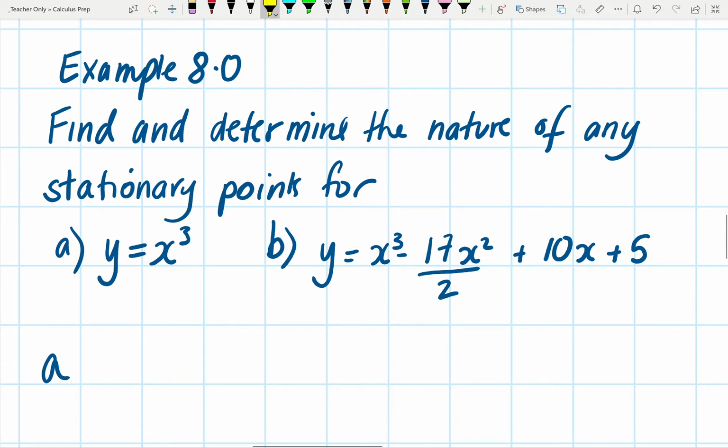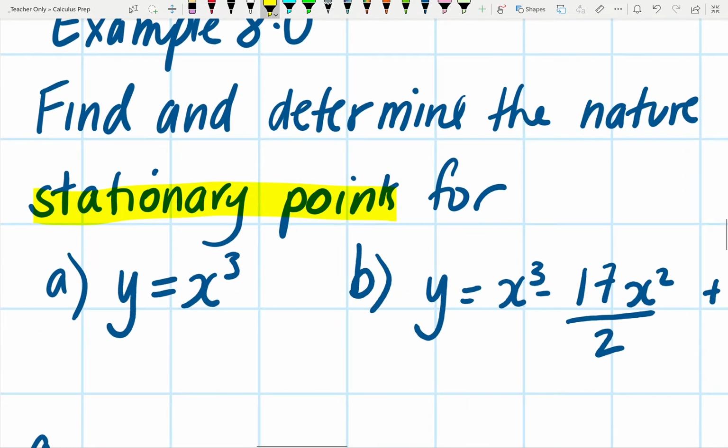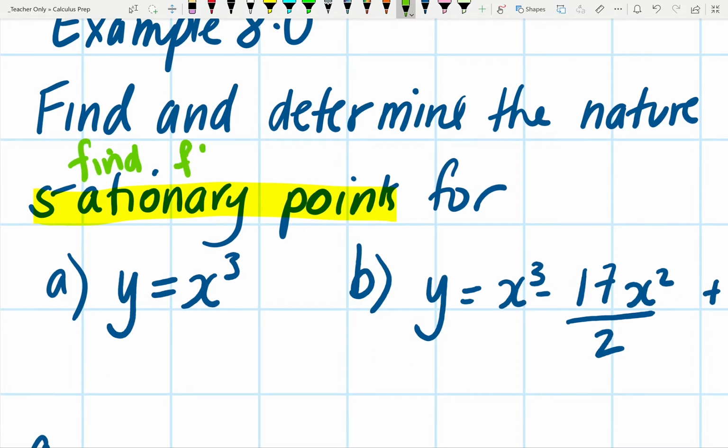If it says to find and determine the nature of any stationary points, how do we find the stationary point first? We find the derivative and set the derivative equal to 0. So I'm going to write in there that that's what that actually means. Find f dash of x equal to 0. So find the derivative, set it equal to 0. That's what is meant when it says find the stationary points.